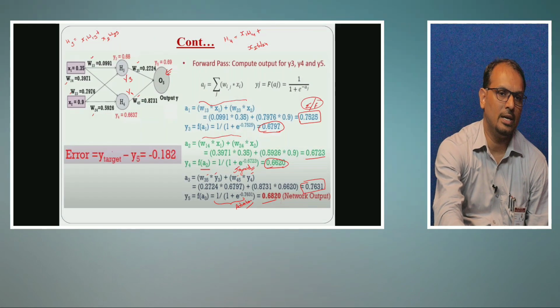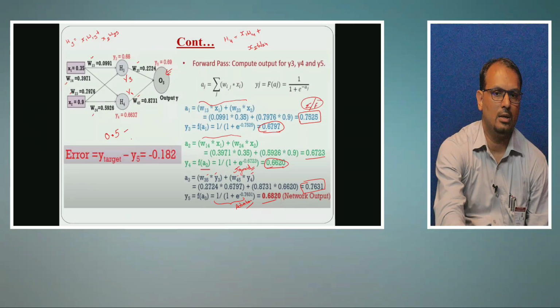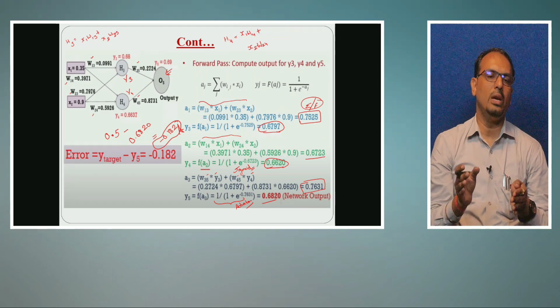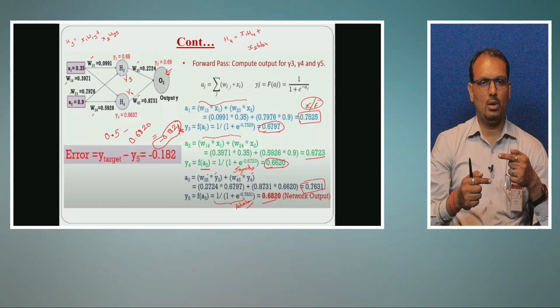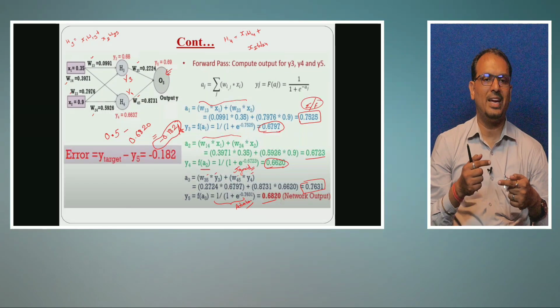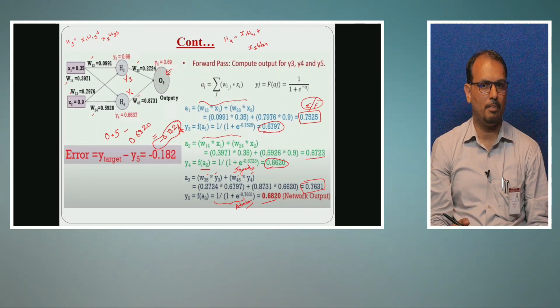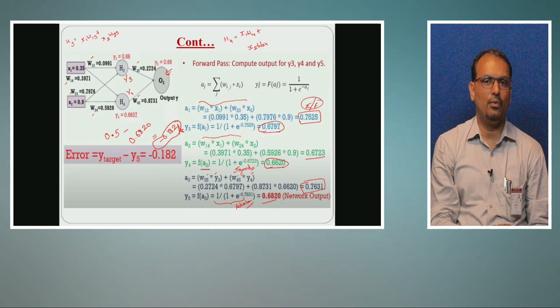So what will be the error there? The targeted value is 0.5 minus 0.6820. So what will be the output? 0.182. Previously it was 0.19 and now 0.182. We reduced it by approximately 0.01. So this iteration process will go on until you get your optimum value near to 0.5. This is the way backpropagation works.